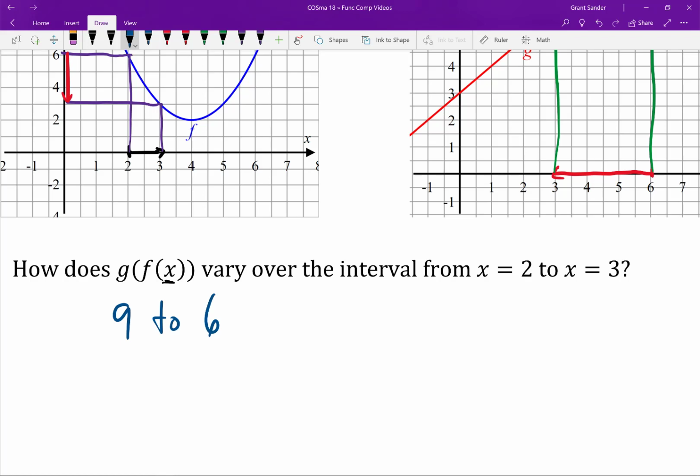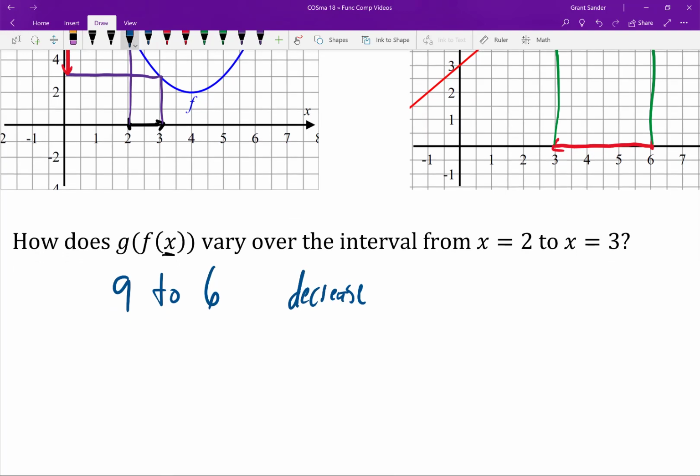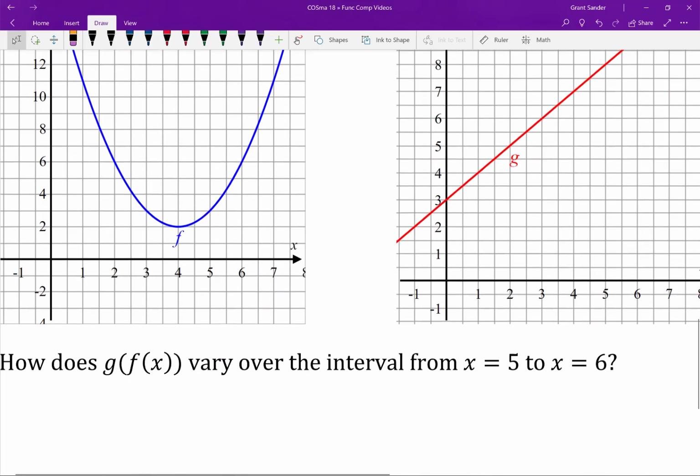Now, varying from 9 to 6 is actually a decrease in the output of g of f of x. So in this case, over this interval from 2 to 3, the output g of f of x actually decreases. Let's do a similar thing, but look at a different interval.